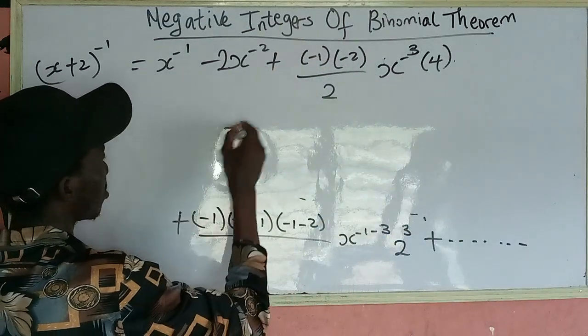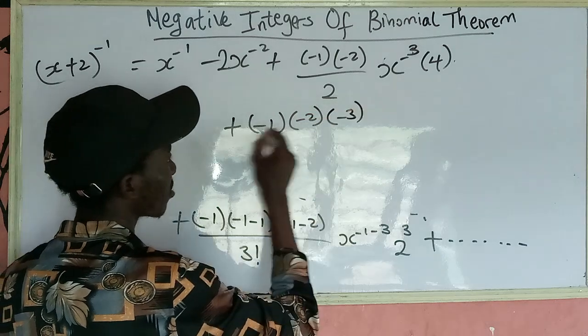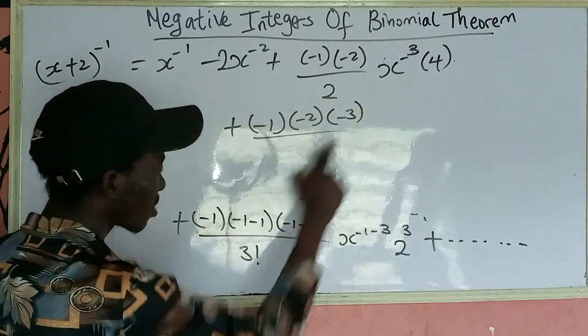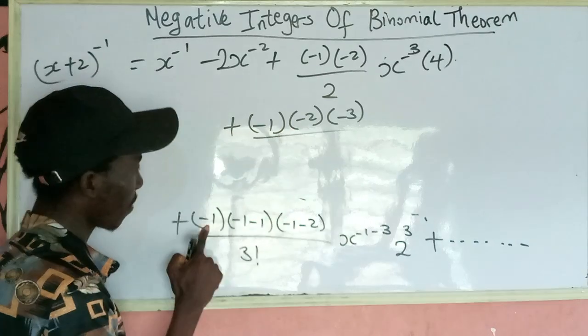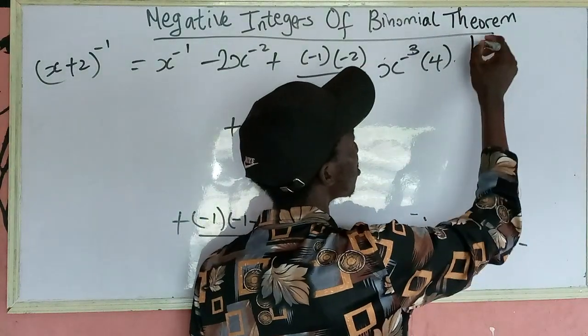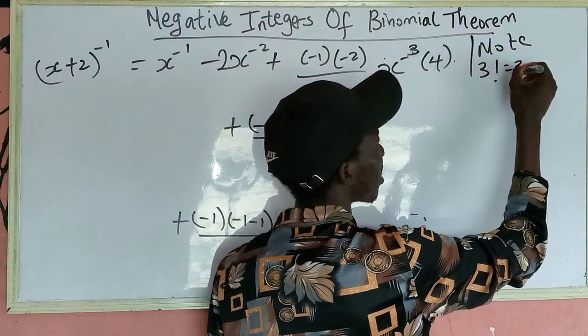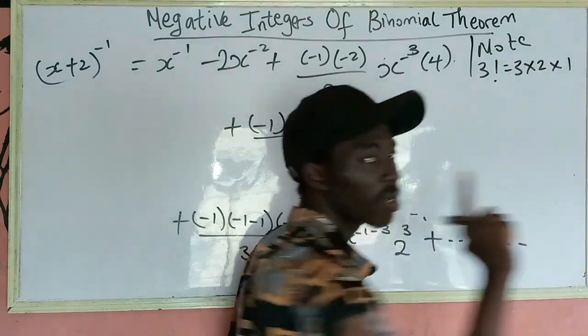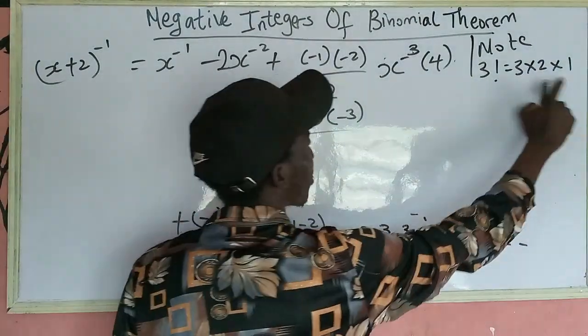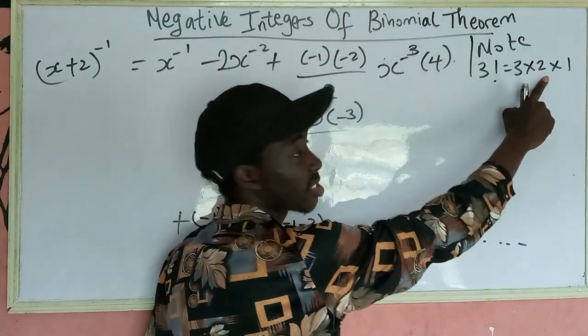So I have a plus, minus 1, minus 2, and minus 3. You can see minus 1 minus 2 is minus 3. Minus 1 minus 1 is minus 2. Minus 1 here. What is 3 factorial? 3 factorial means 3 times 2 times 1. That is the meaning of 3 factorial. So what is 3 times 2? 6 times 1 is 6.